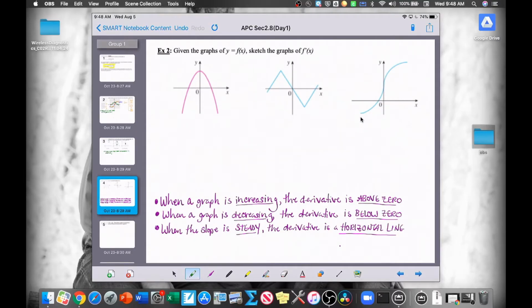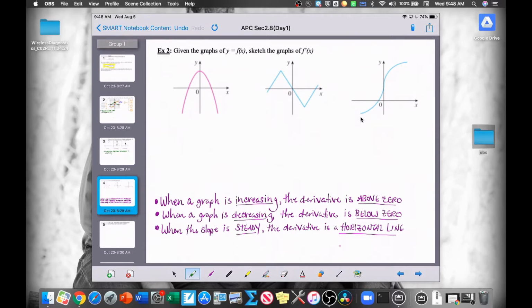Our next examples give us three pictures of functions f of x, and from those functions, they're asking us to sketch the graphs of f prime of x. Notice that on the bottom, I wrote down three bullets of information that I would consider to be really important things to think about. So right now, I might pause the video if I were you and write down those three pieces of information.